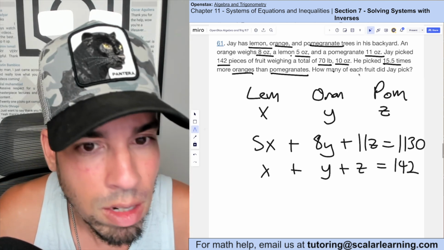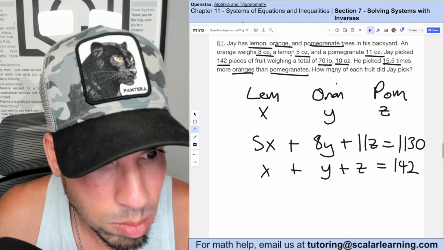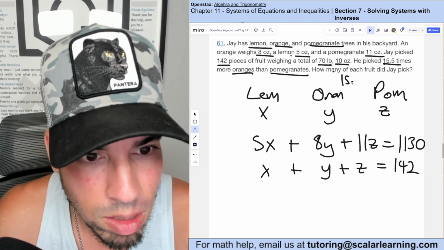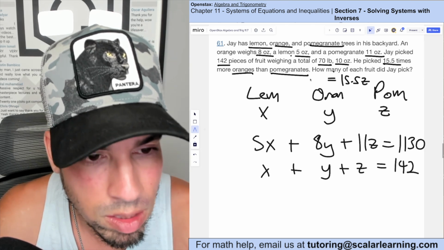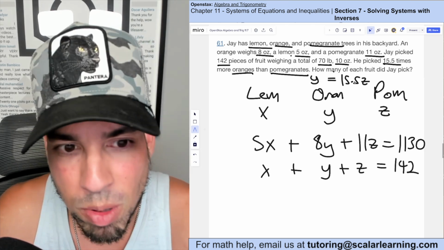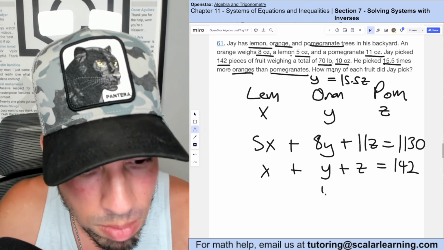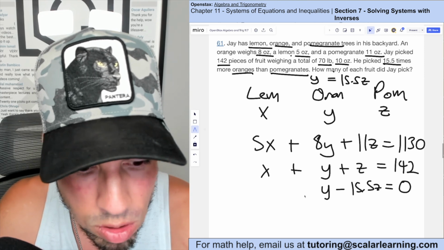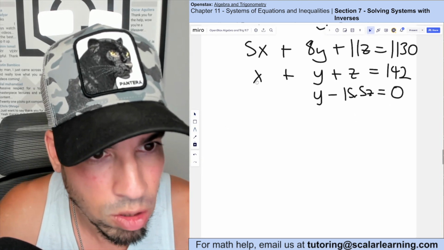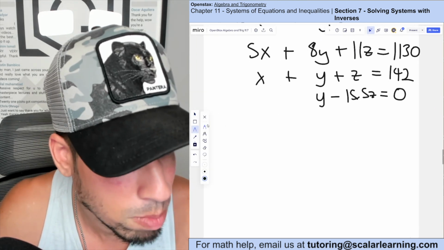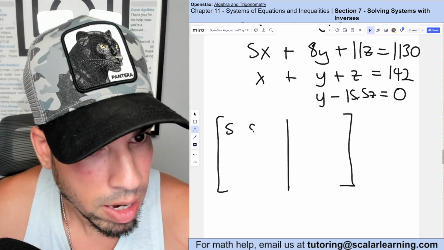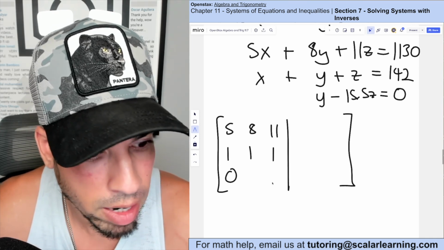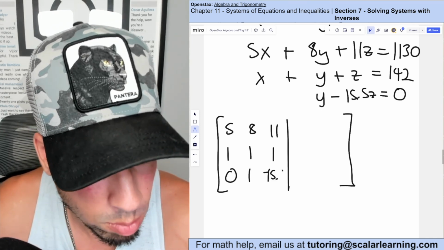Last but not least, it says 15.5 times the number of, or more oranges than pomegranates. So that means 15.5 times Z is equal to Y. And I'm putting it up here because I want to manipulate it before I put it down here. I'm going to subtract 15.5Z from both sides and set it equal to 0. And now I've got the perfect equations to put this into a nice matrix. So I got 5, 8, and 11. Here I got 1, 1, 1, and then here I got 0 for x, 1 for y, and negative 15.5 for z.